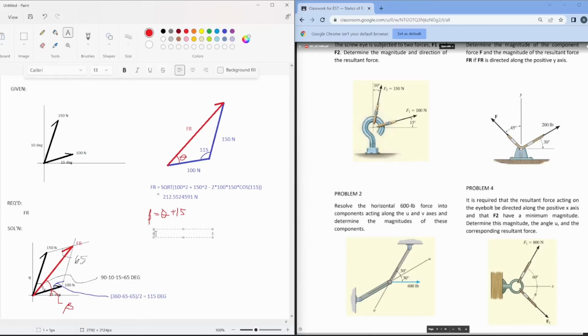Okay. Now, in order to solve for theta, we can use sine law. Pwede tayo mag-sine law. So, paano? 150 over sine theta equals, ano yung known sa atin? FR, di ba? May value na tayo for FR. FR over sine ng 115. So, pag nag-solve ka niyan, gamitin mo tong value ng FR na to, di ba? So, 212 divided by sine 115. Okay, so next 150 over answer, arc sine. So, you will get theta na 39.7611 degrees.